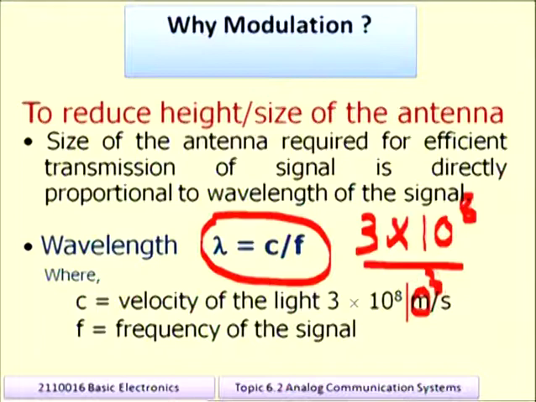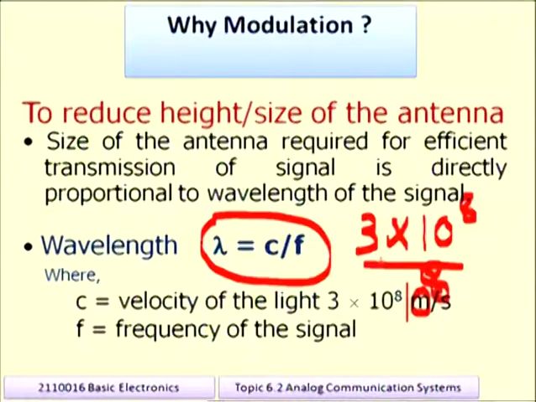So if I modulate my voice on a 100 megahertz carrier and use the previous equation, instead of putting 10 raised to 3 here, I am using 100 megahertz, which means 100 into 10 raised to 6. So this comes out to be 10 raised to 8. And 10 raised to 8 divided by 10 raised to 8 will cancel out. So the lambda will be 3 meter. And if you are considering a quarter wave antenna, then it is 75 centimeter.